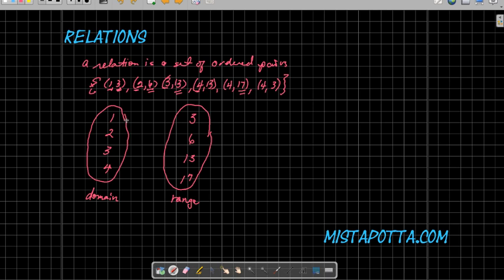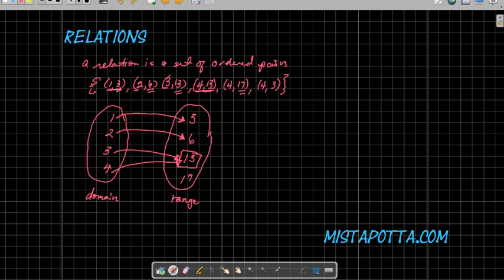Each ordered pair can be thought of as a relationship from the domain to the range. So this 1 comma 3 means that the 1 in the domain corresponds to the 3 in the range. The 2 comma 6 ordered pair means that the 2 corresponds with the 6. The 3 13 means the 3 corresponds with the 13. And the 4 also corresponds with the 13. That's what this pair right here means. It's okay for two numbers in our domain to correspond to the same number in our range.